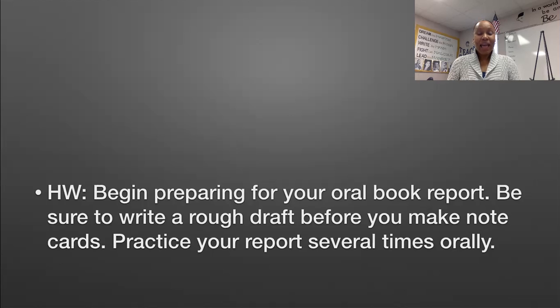And then, as you are presenting that oral book report, you want to ensure that you speak clearly. You want to stand correctly. Remember, posture makes a huge difference. You want to have eye contact, looking directly at your listeners. And you want to smile pleasantly. Those beautiful smiles need to be shown.